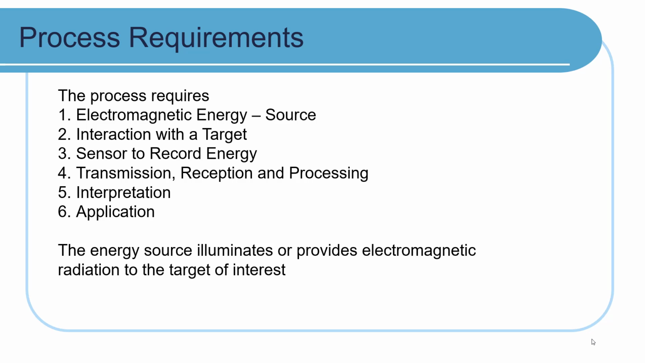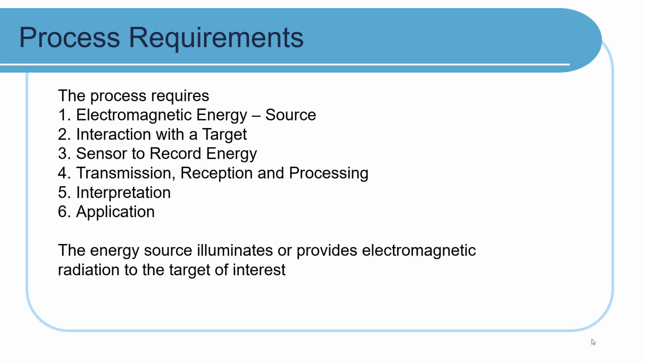So with a process of remote sensing, we need a source for electromagnetic energy. There is an interaction with a target. There is the sensor to record that energy or data that we work with. There's transmission, reception, and processing. There is the interpretation, which is done by a GIS analyst. And then there's the application of that data, which is usually being shared with a workforce or a public.